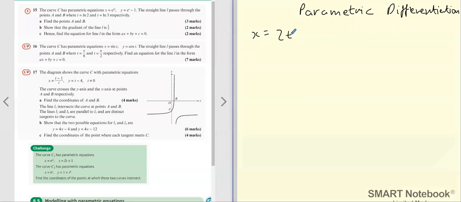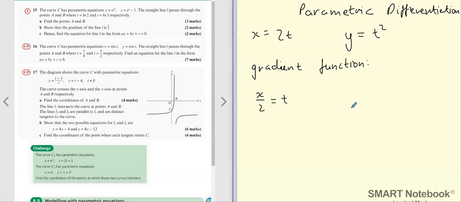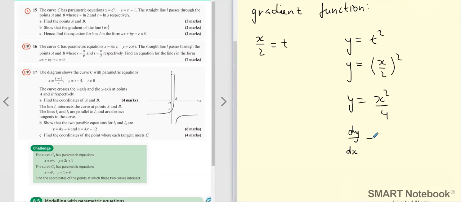Let's say x equals 2t and y equals t squared. So we now want to work out the gradient function. Now, the thing is, there's two ways of doing this. One thing we could do is say, well, x over 2 equals t, so y equals t squared, but we know that t equals x over 2, and so we get y equals x squared over 4. So if I wanted gradient, I could say dy by dx equals 2x over 4, which is x over 2.